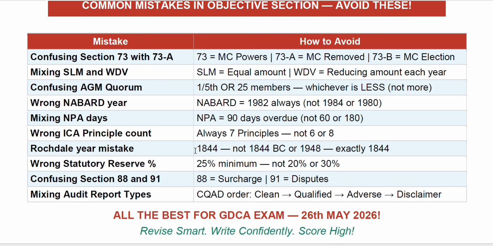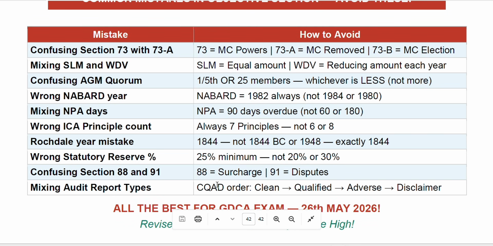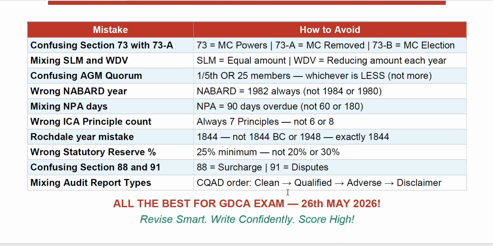Rochdale year mistake: 1844, not 1844 BC or 1948, exactly 1844 only. Wrong statutory reserve: 25% minimum, not 20 or 30%. Confusing section 88 and 91: 88 is surcharge, 91 is disputes. Mixing audit report types: CQAD order, clean, qualified, adverse, and disclaimer.